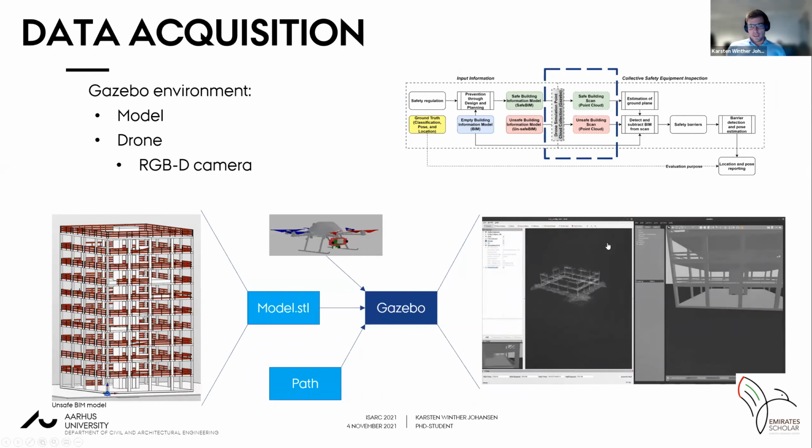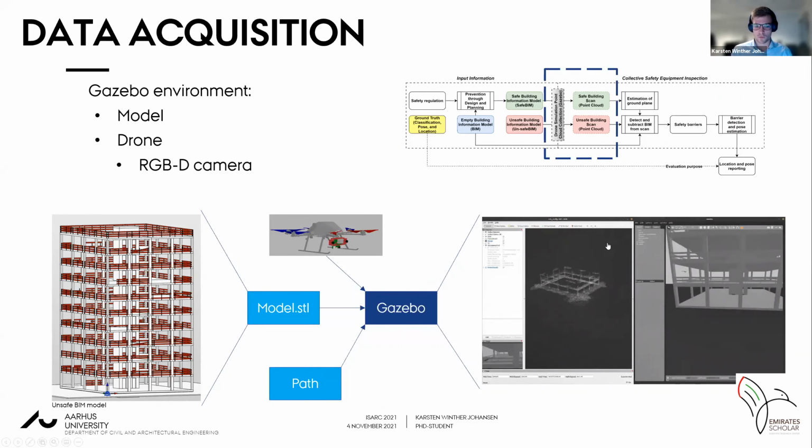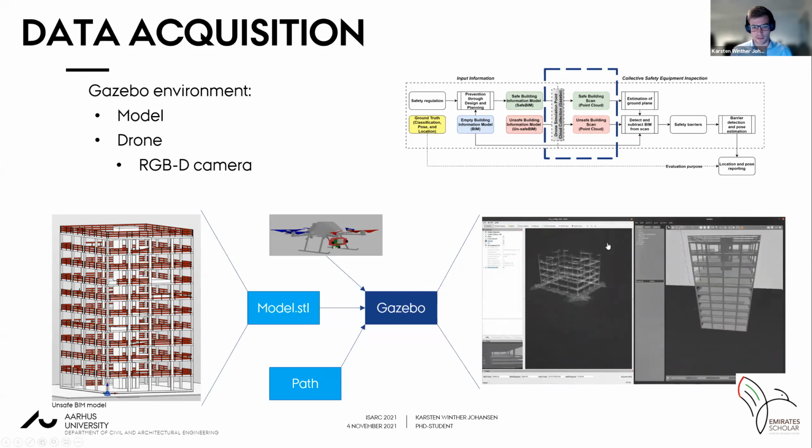So the next part is the data acquisition, which, as I mentioned, was done in Gazebo. So here we again have the model that we place in the Gazebo environment. We have a drone where we have the model of its physics and also a model of the sensor, which in this case is an RGB depth camera.